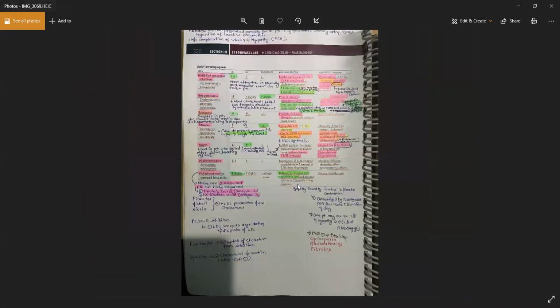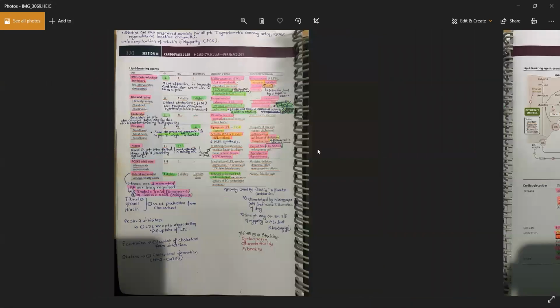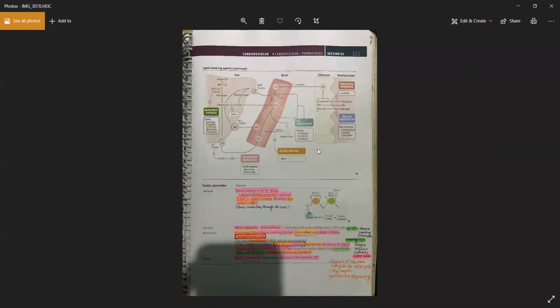Okay, and yeah, that would be all about the lipid lowering agents. Any doubt? Any doubt? Anyone? Please ask. No.